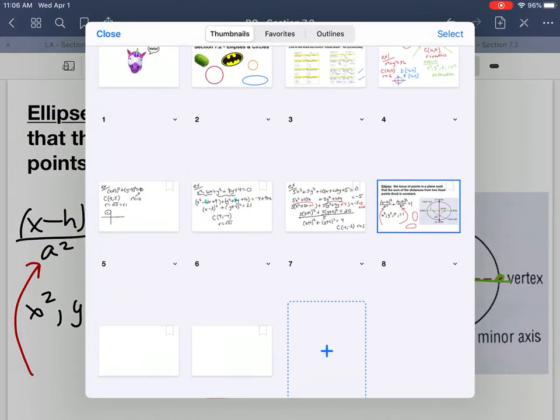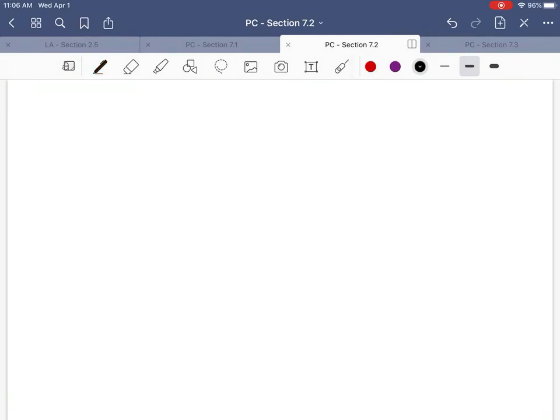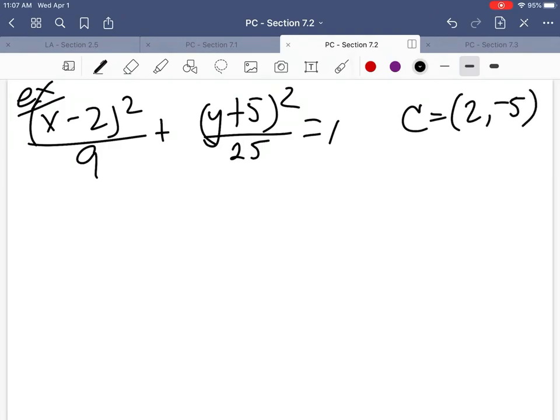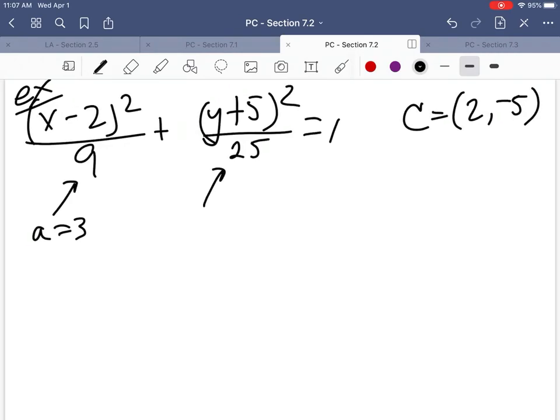All right, so, next page. My example here, I have (x minus 2) squared over 9, plus (y plus 5) squared over 25 equals 1. In my example here, the center of my ellipse is (2, -5). And notice it's going 3 because a squared is 9. So a would be 3. That means it's going 3 in the x direction from the center. And the b value is 5, so it's going 5 in each direction in the y direction.